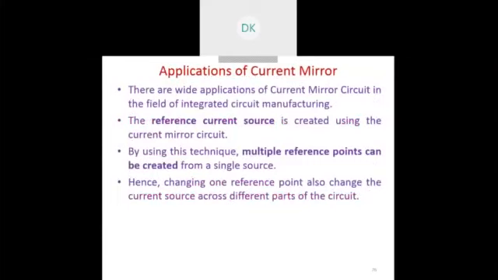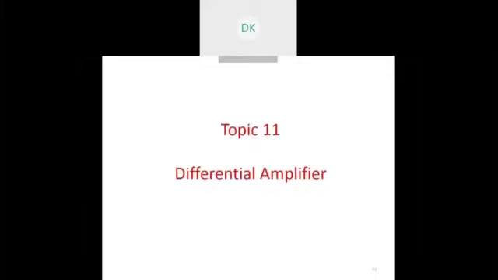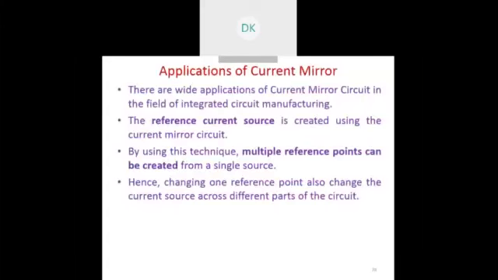What are the applications of a current mirror? There are 4 applications of a current mirror. Generally, it is used for manufacturing integrated circuits, especially monolithic integrated circuits, and it can be used for creating a reference current source in a complex electronic circuit diagram. And moreover, using this technique, multiple reference points can be created from a single source. So these are the various subdivisions connected with the current mirror circuit diagram.